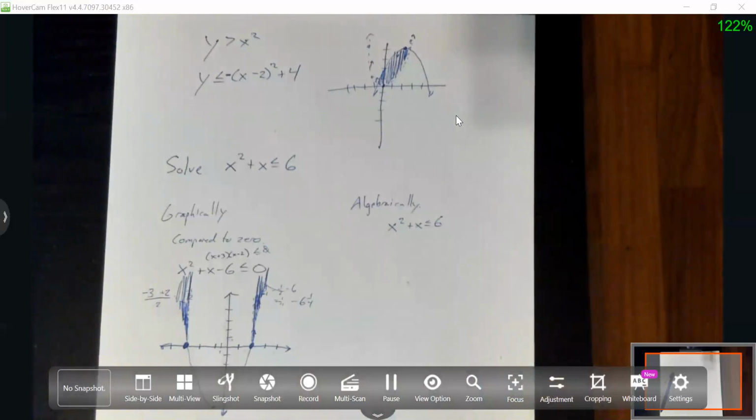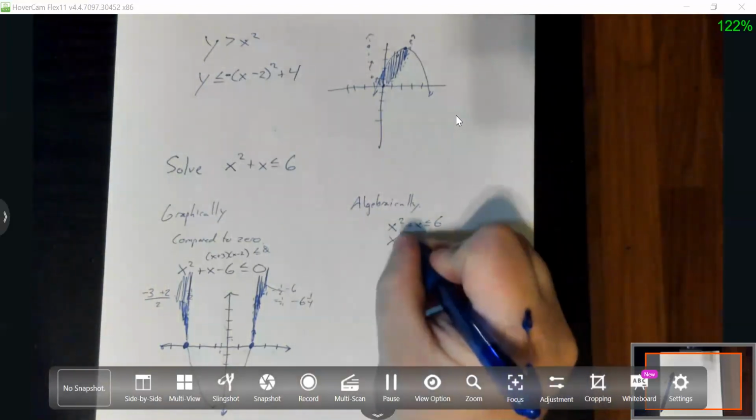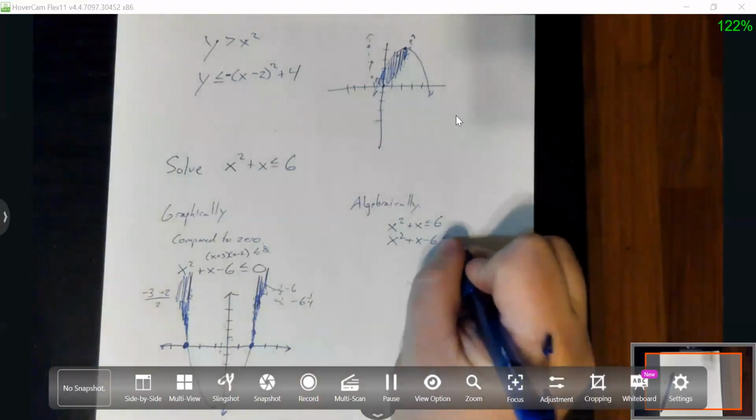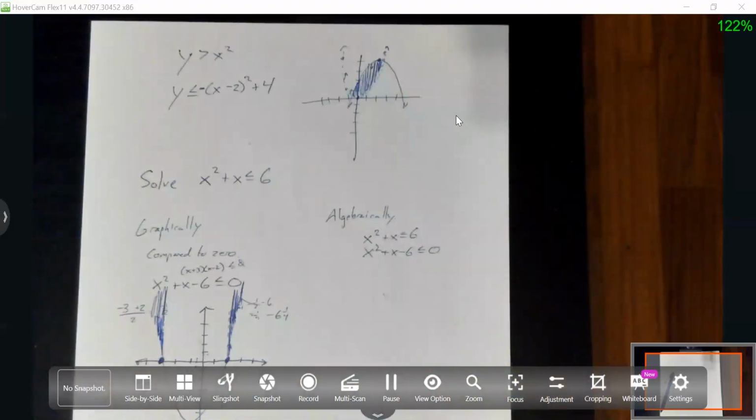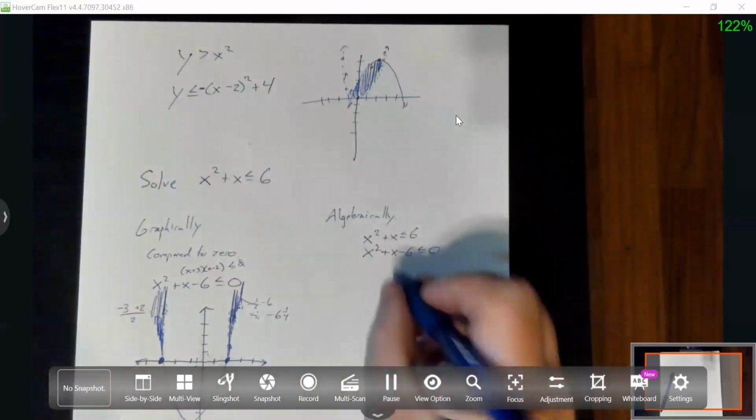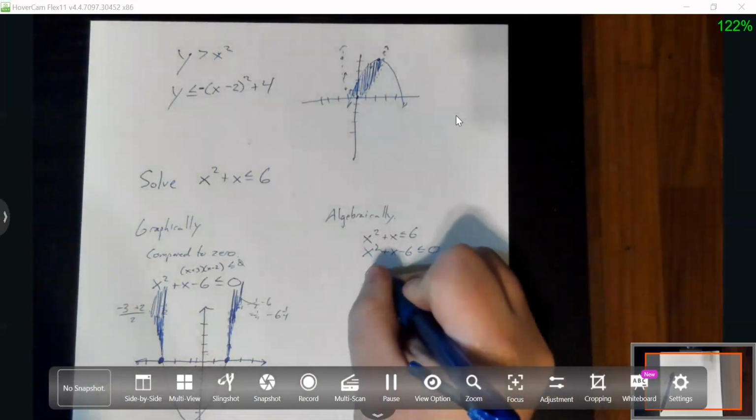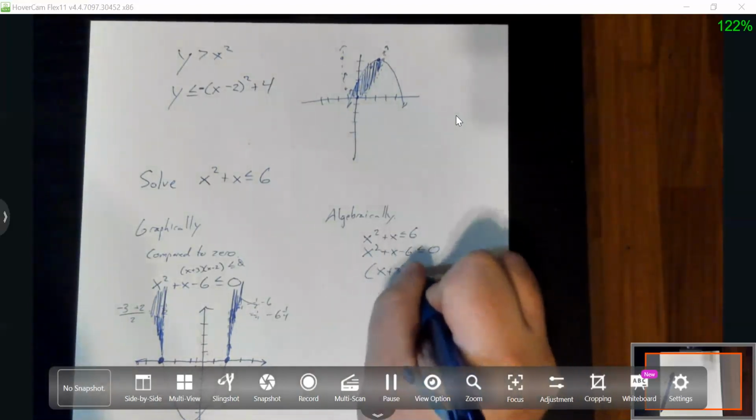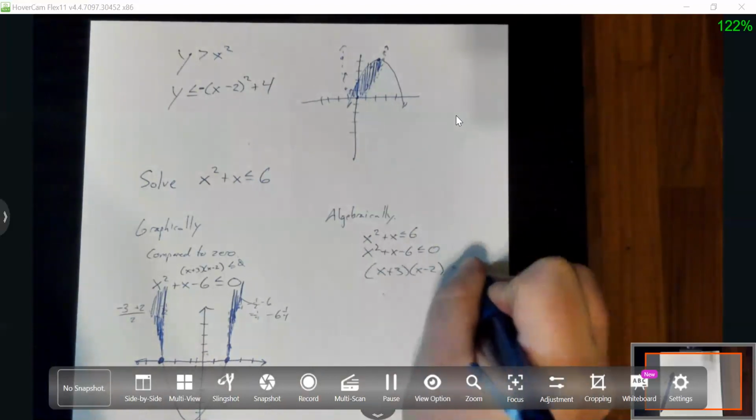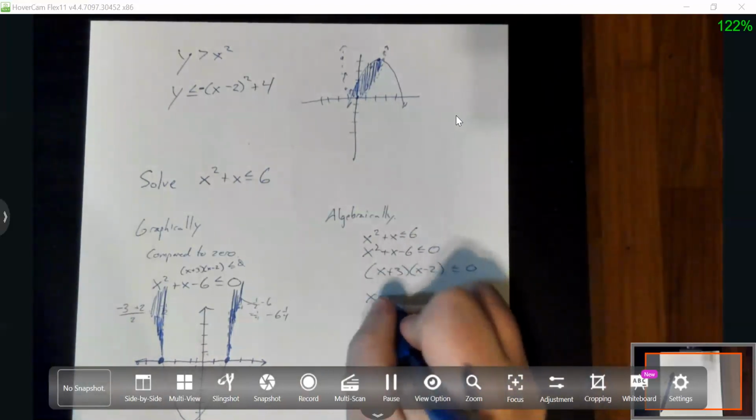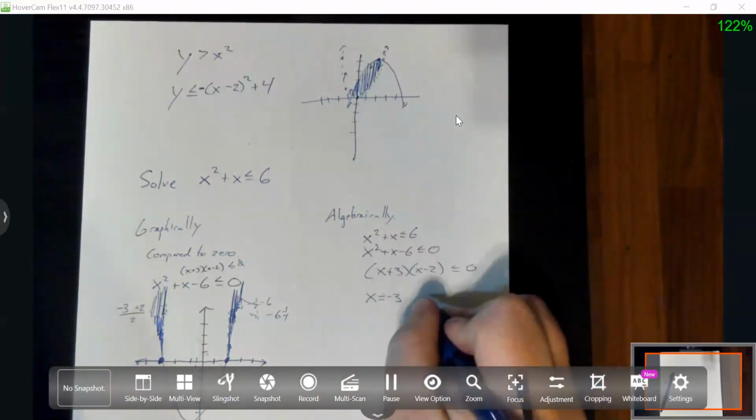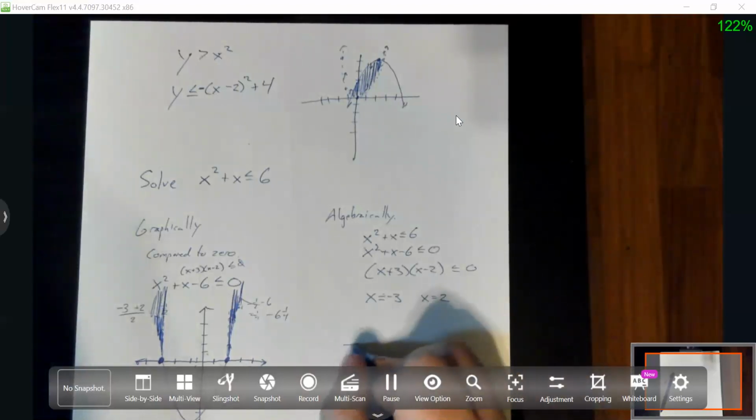So algebraically, what we need to do is figure out when this is equal to 0 first. So this is just like our earlier homeworks. I'm going to take this as less than or equal to 0, and now I'm actually going to solve it for 0. So here this is factorable. That's x plus 3, x minus 2. I need less than or equal to 0. So if I were to just solve this, I'd get x equals negative 3 and I'd get x equals 2.